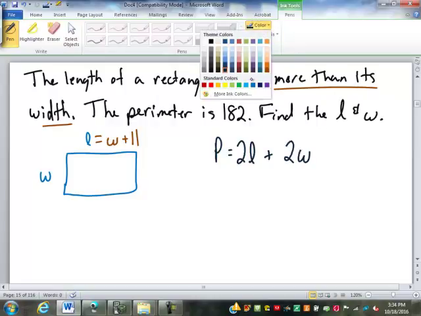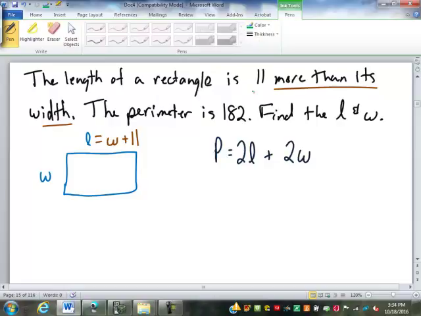What would I do from here? You know that you're going to be 2 times the length, and the length is 11 longer than the width, so 2 times 11, you're going to want to subtract 22 out of the 182. Okay, so 2 times the length. The length is W plus 11. So what I'll do is where the L is, I'm going to put in W plus 11.